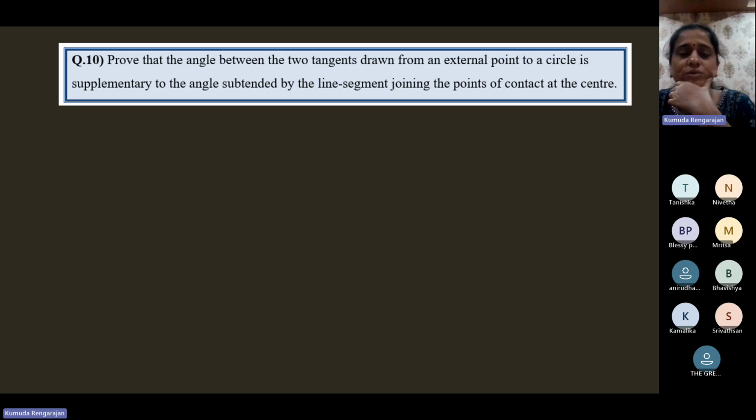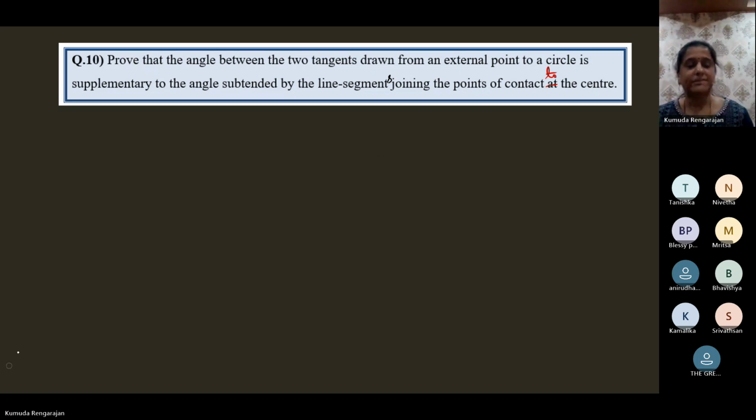Prove that the angle between the two tangents drawn from an external point of the circle is supplementary to the angle subtended by the line segments joining the points of contact to the center.